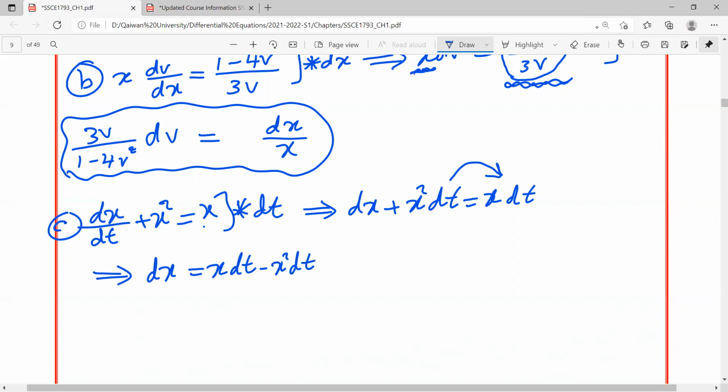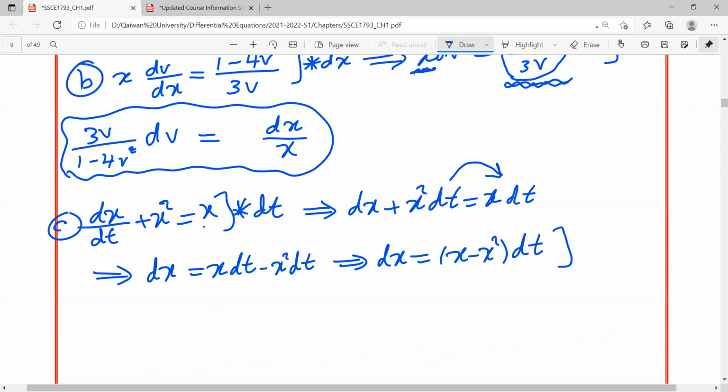And now, what's the common factor on the right? dt is common between those two terms. We take dt as the common factor. So dx equals x minus x squared times dt.